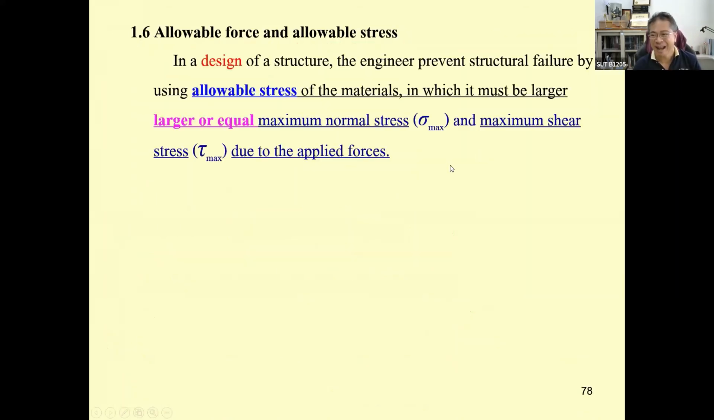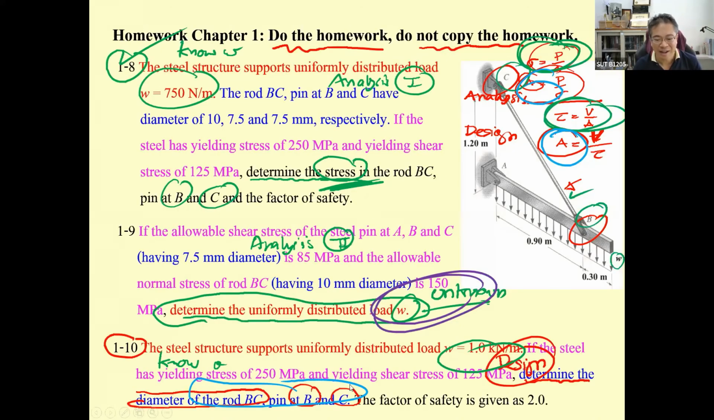So next, in the design, we're going to talk about the allowable. In the design, this one must be sigma allowable. This one must be tau allowable. And then the yielding stress and yielding shear stress. That means sigma allow is going to be sigma sub y divided by factor of safety. This one will be 125 megapascal.